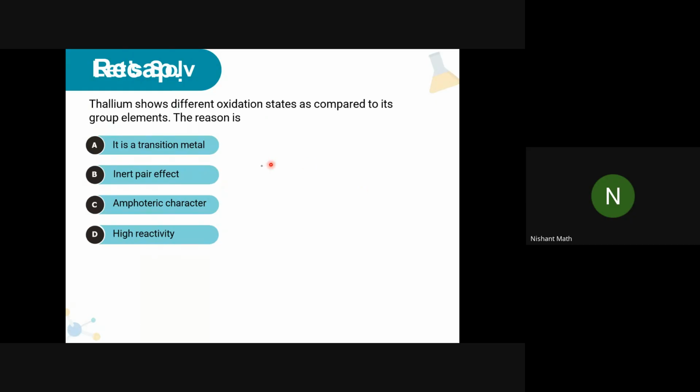Sir, why is indium's electronegativity greater than gallium's? Because the size of indium is more than gallium, right? Size of indium is more than gallium. So how is its electronegativity greater?